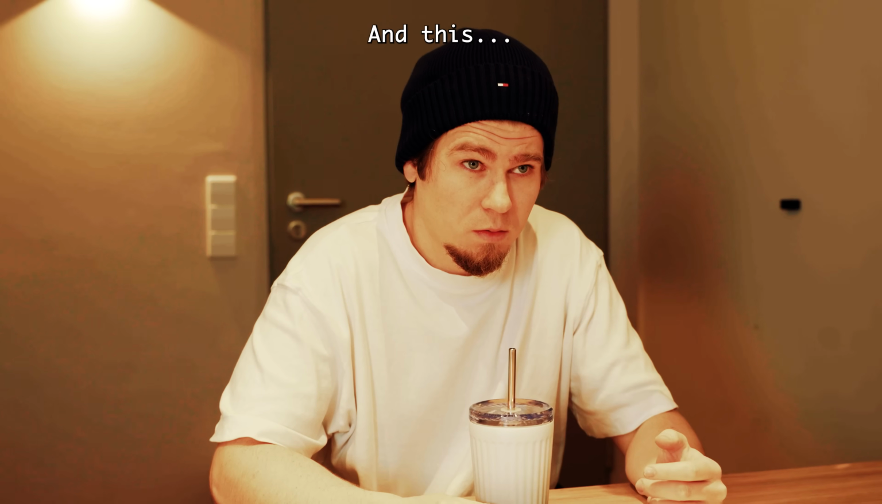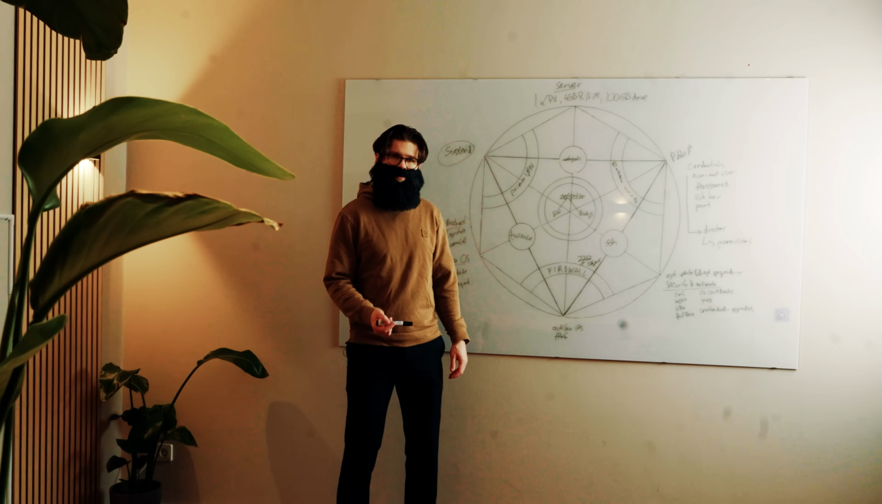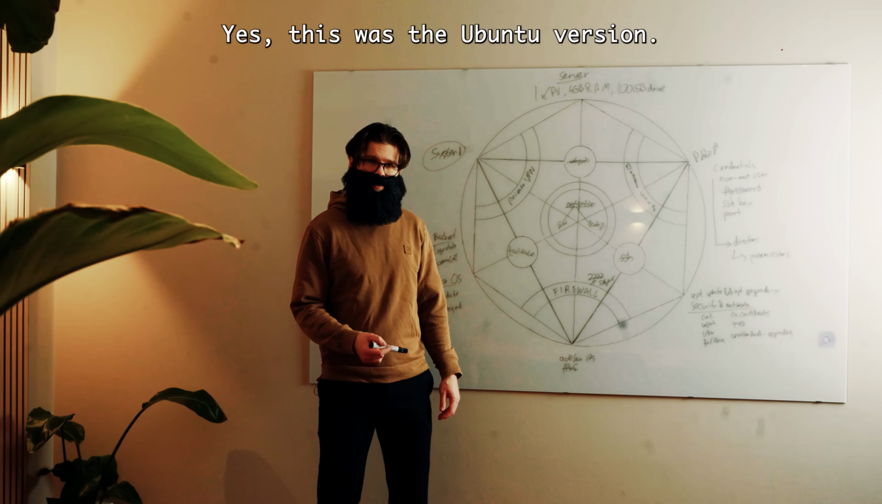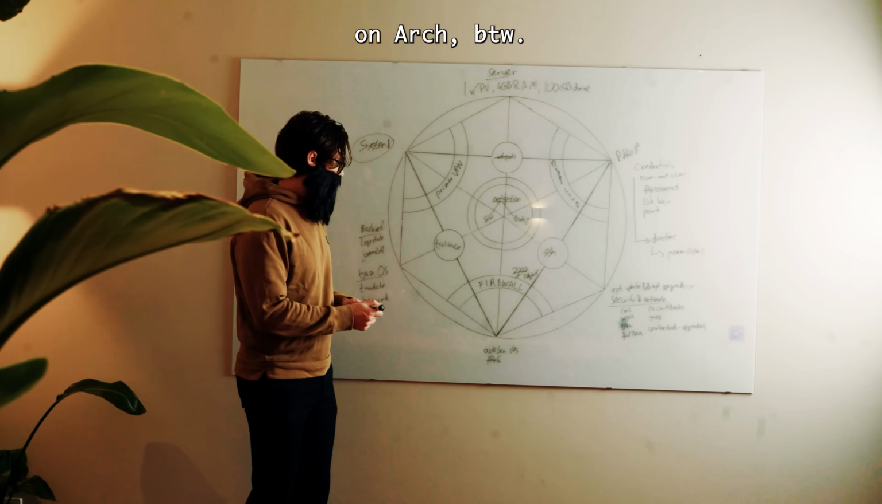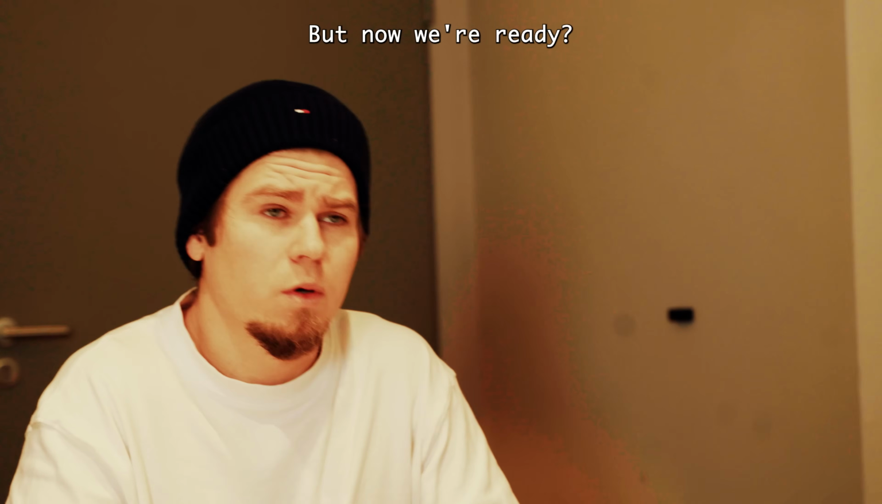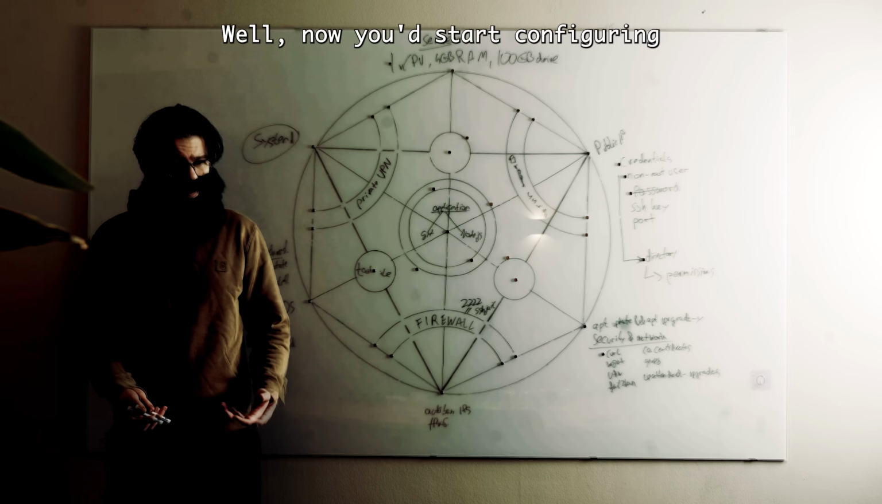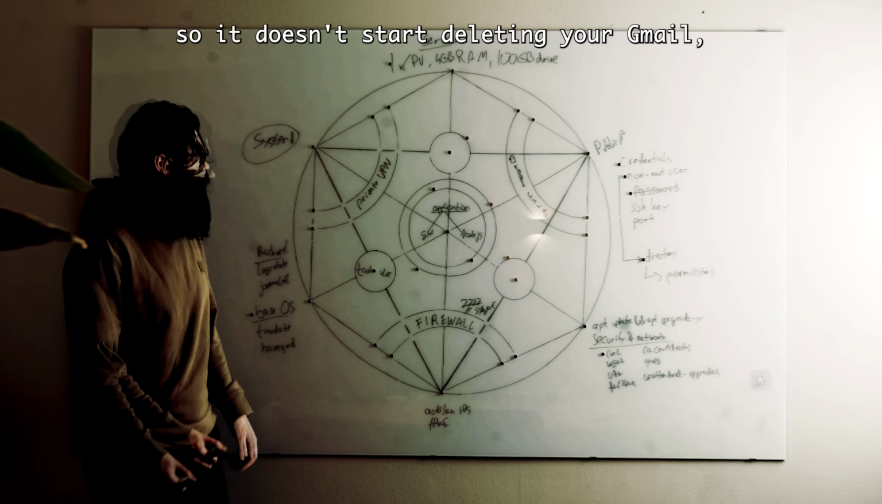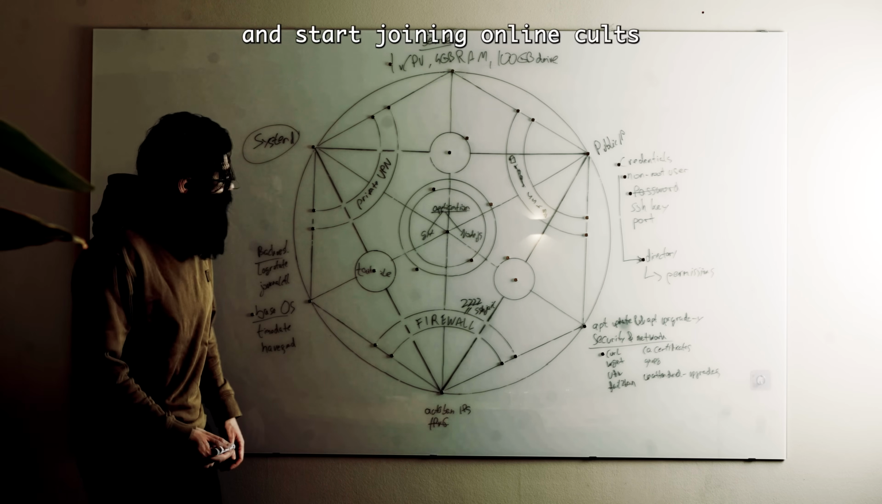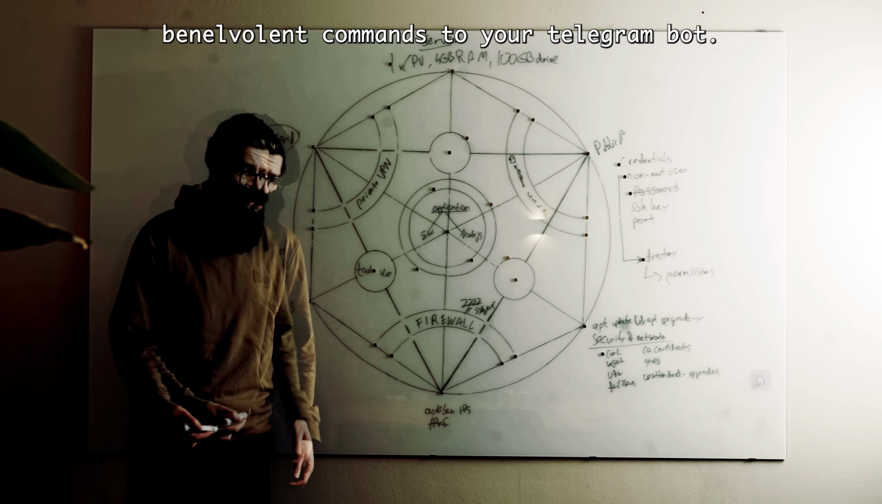And this was simple? Yes, this was the Ubuntu version. Now I can show you how you would do this on Arch, by the way. No, thank you. But now we're ready. Well, now you'd start configuring the application security measures so it doesn't start deleting your Gmail, leak your Ethereum wallet, and start joining online calls if somebody messages malicious commands to your Telegram bot.